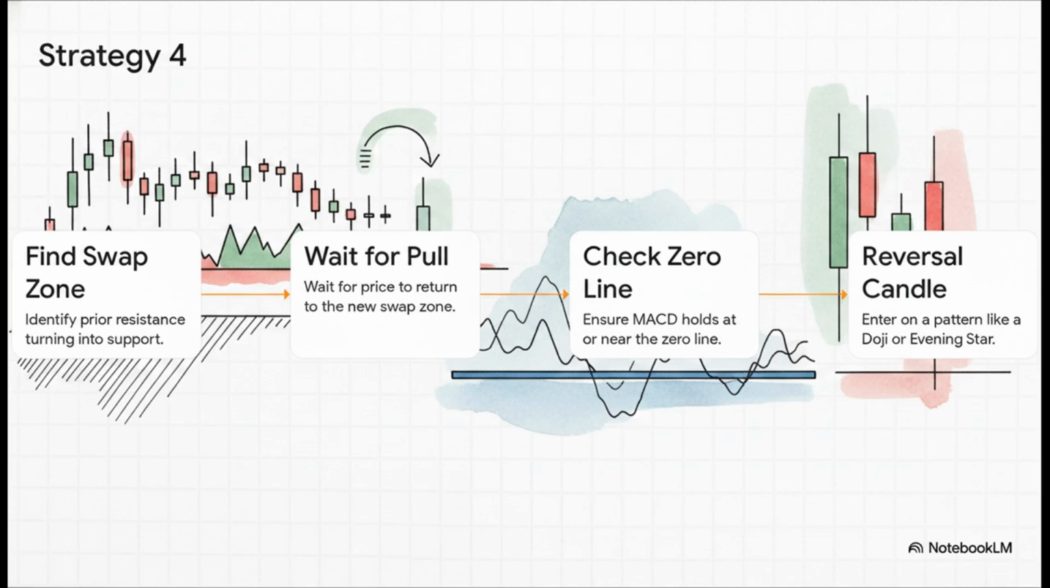Step 3. Check your MACD. You want to make sure it's holding at or right near that zero line, which tells us the broader trend momentum is gearing up to resume. And finally, step 4, the sniper entry. Wait for a specific reversal candlestick pattern right at that swap zone. Think a doji or an evening star. When you combine market structure, MACD momentum, and candlestick price action, it's just a masterful setup. Complete the trade by placing your stop loss tightly just below the bottom edge of that swap zone.